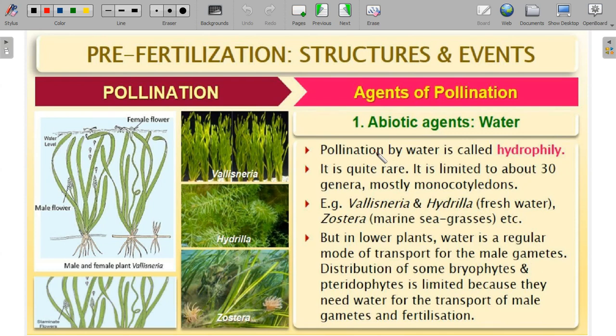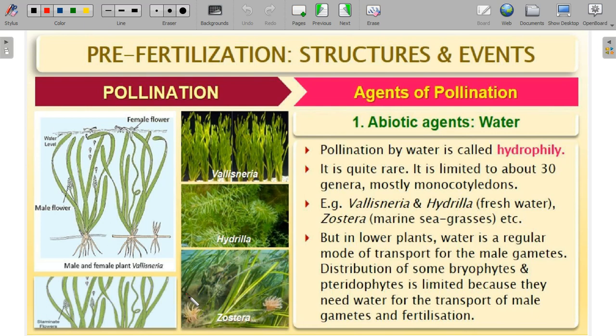Pollination by water is quite rare. It is limited to about 30 genera, mostly in monocotyledonous families. We have Vallisneria and Hydrilla, which are freshwater, and Zostera, a marine seagrass. When we look at lower plants, water is a regular mode of transport for the male gametes. The question will be there: why are bryophytes called the amphibians of the plant kingdom? Anyone?